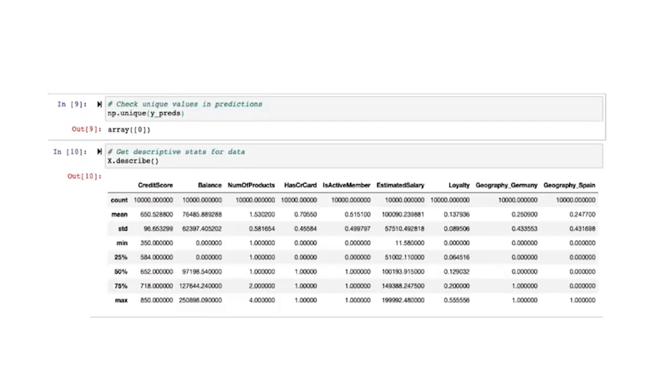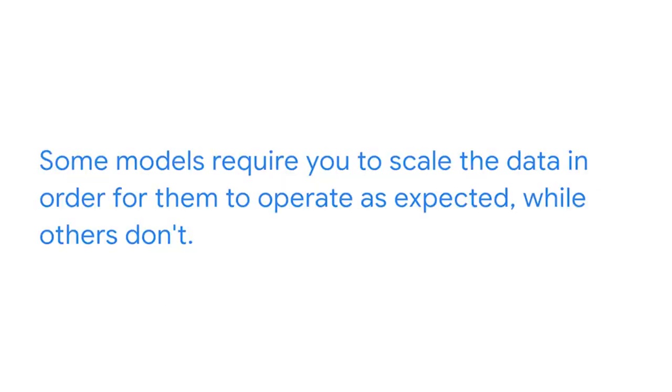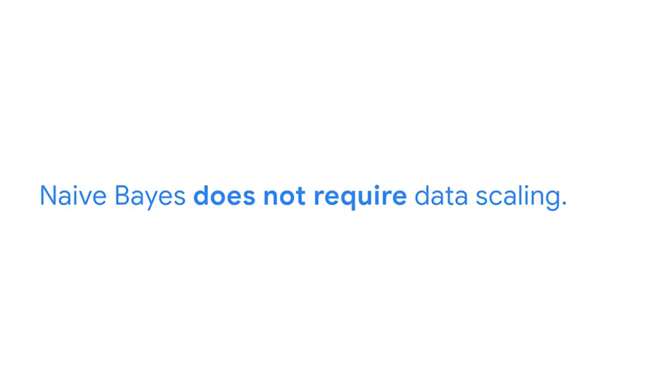Something that stands out is that the loyalty variable we created is on a vastly different scale than some of the other variables we have, such as balance or estimated salary. The maximum value of loyalty is 0.56, while the maximum value for balance is over 250,000, almost 6 orders of magnitude greater. One thing that you can try when modeling is scaling your predictor variables. Some models require you to scale the data in order for them to operate as expected, while others don't. Naive Bayes does not require data scaling.